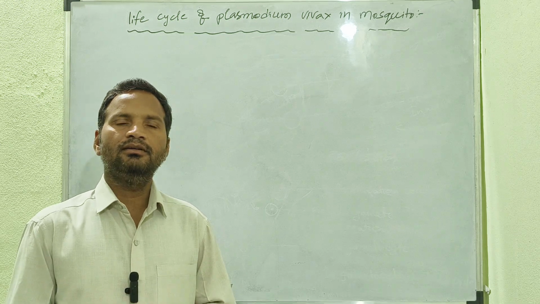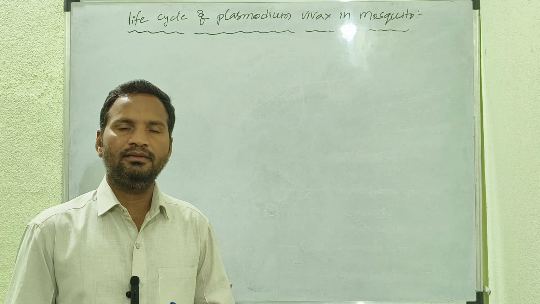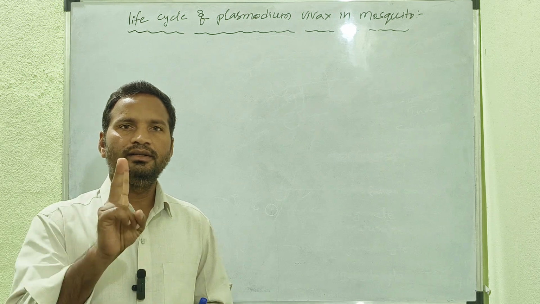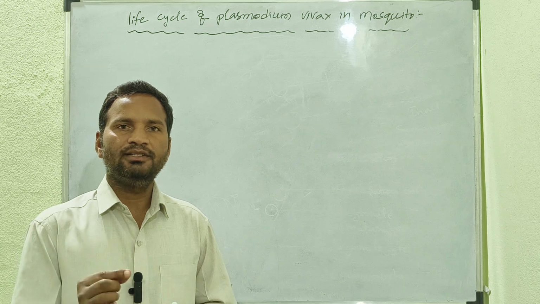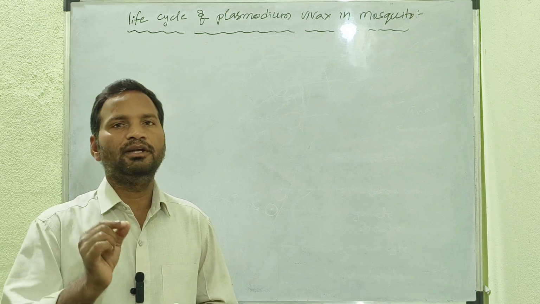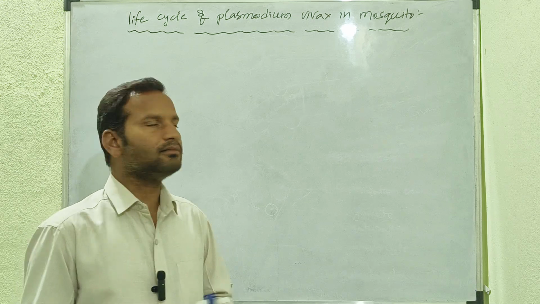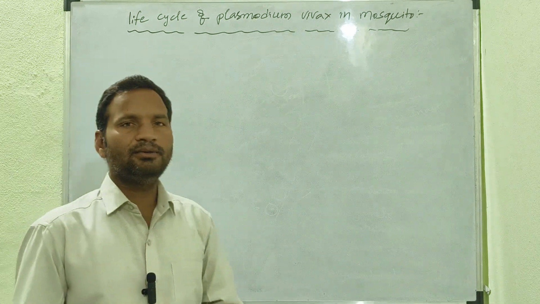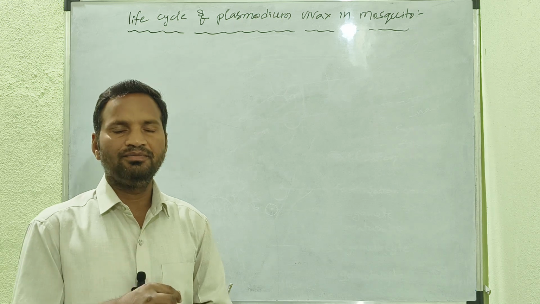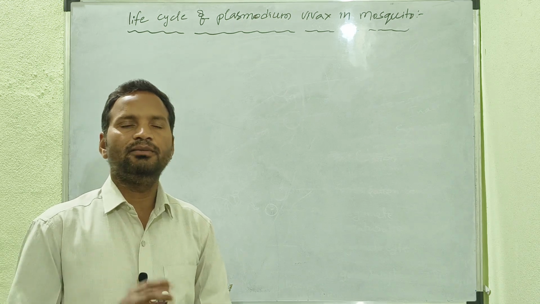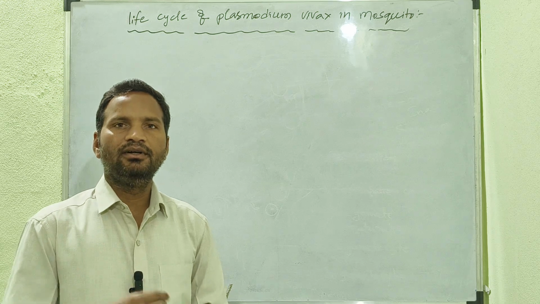As we know very well, the Plasmodium vivax parasite requires two hosts to complete its life cycle, in which the mosquito is the primary host for Plasmodium vivax. Now let us discuss the life cycle of Plasmodium vivax in mosquito. It is a very important question for IPE. Okay, now come to the point.